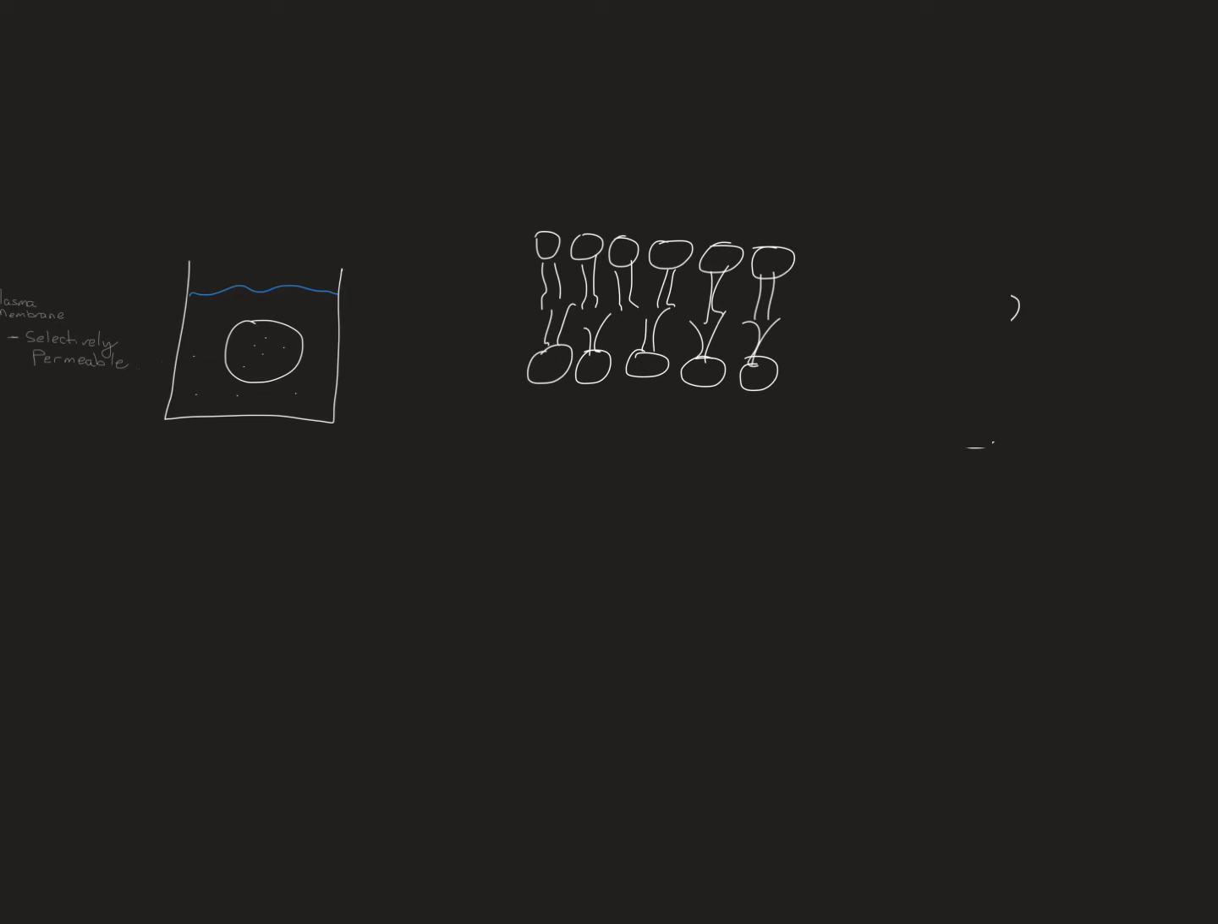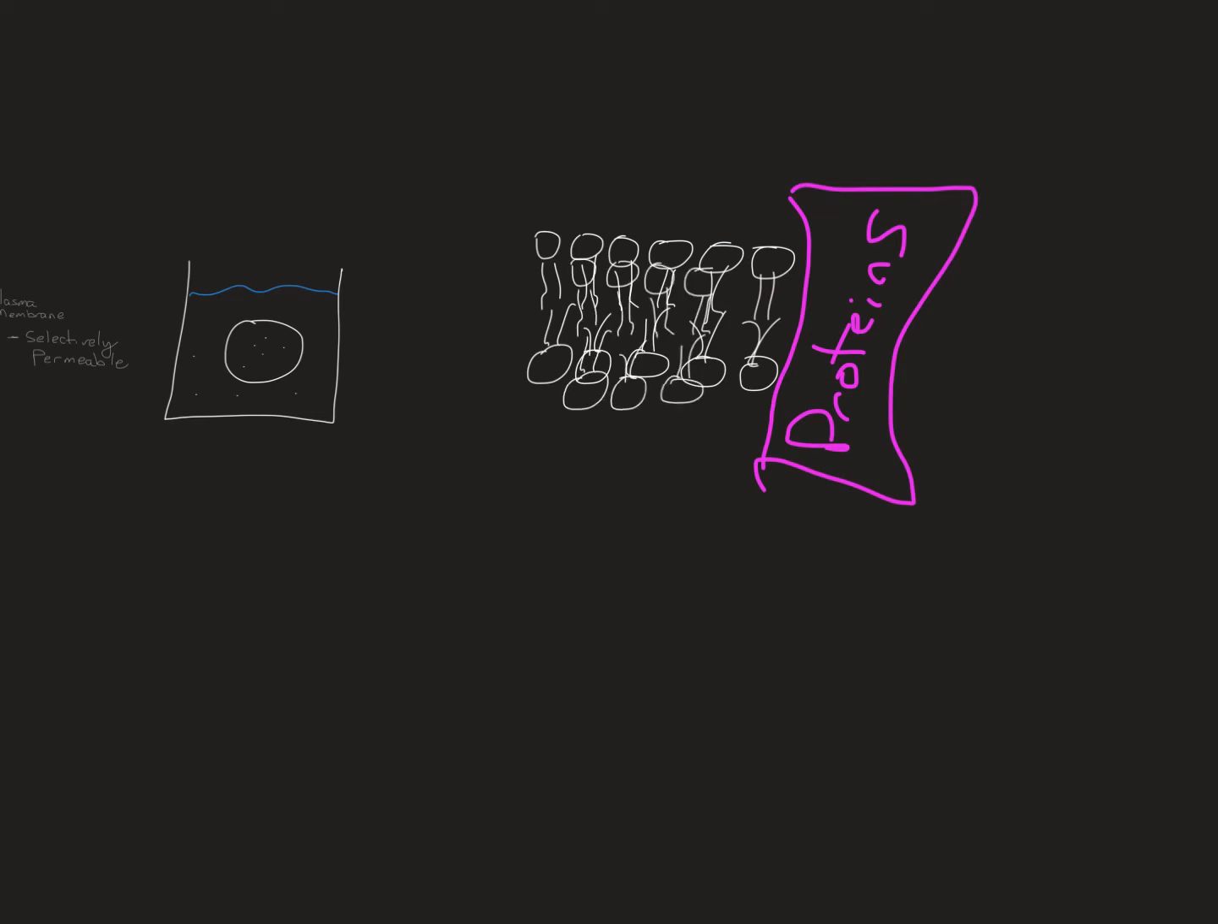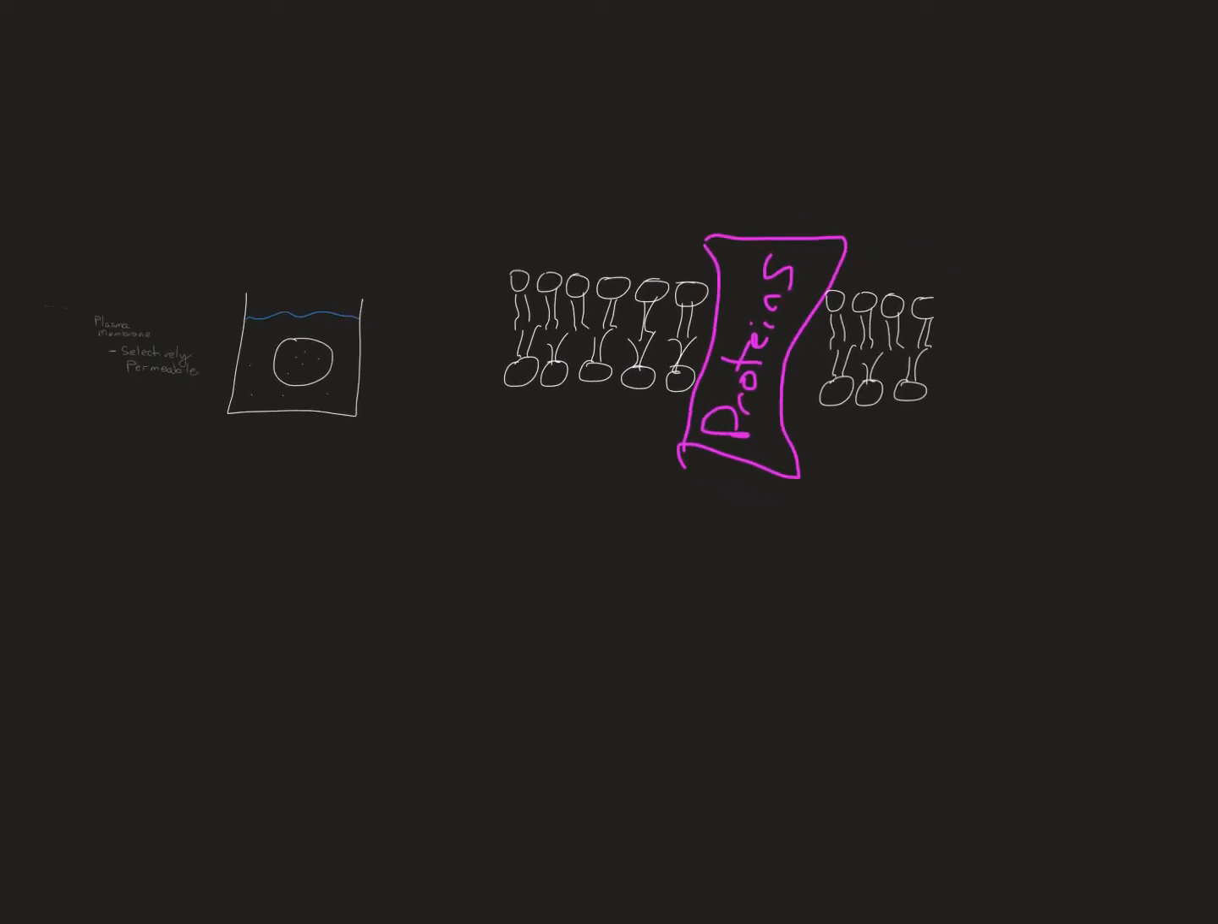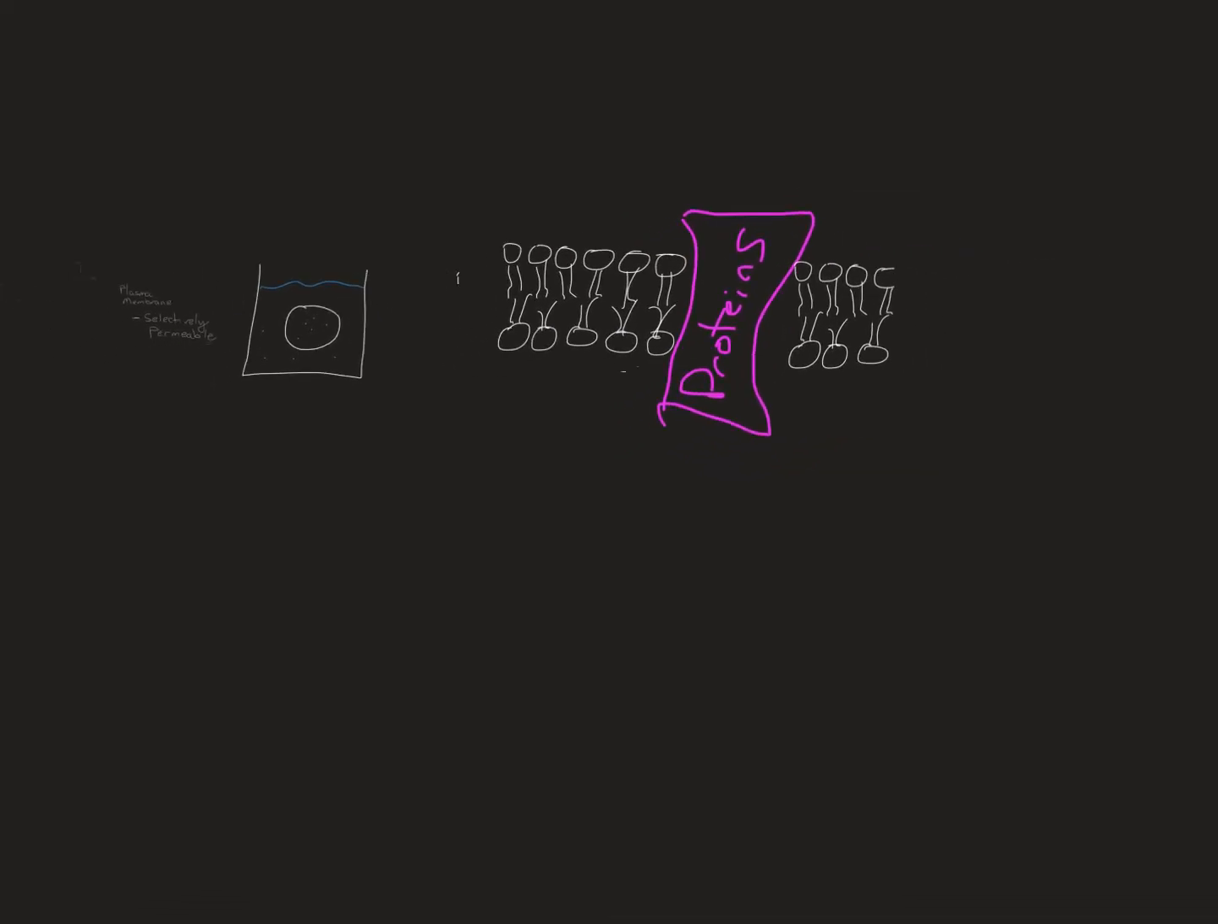But we also have these structures that we've talked about in class numerous times that I hope you have straight in your head because you're going to need it. You have these things called proteins. And these proteins sit in the membrane, and they change the permeability of the membrane. Permeability is the ability for substances to get through.